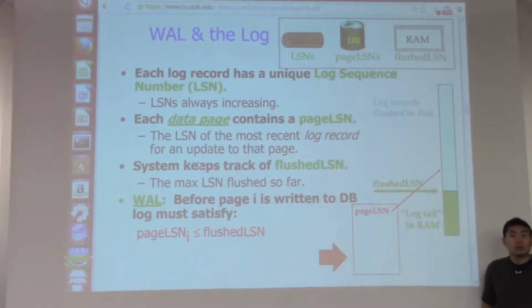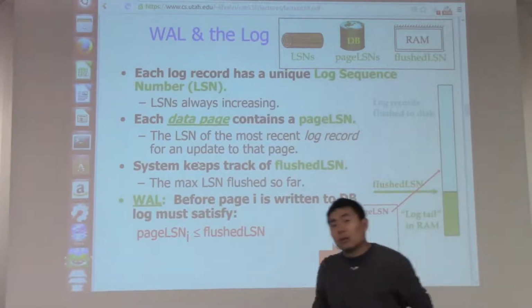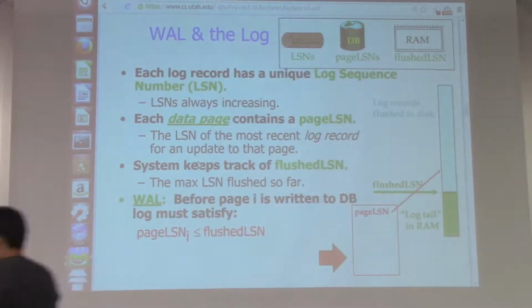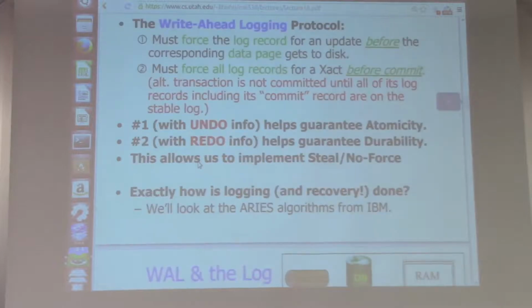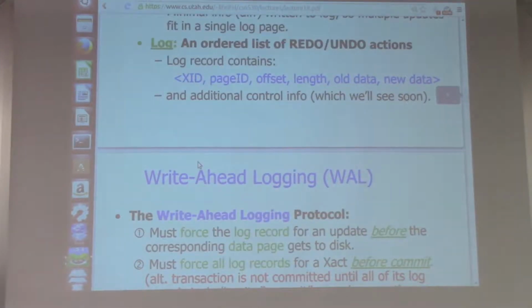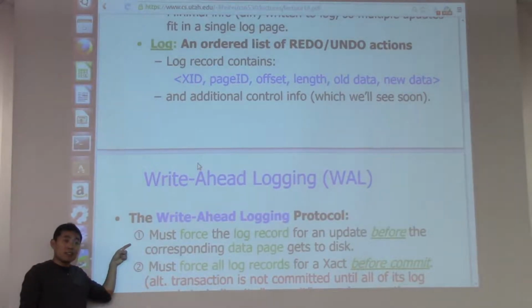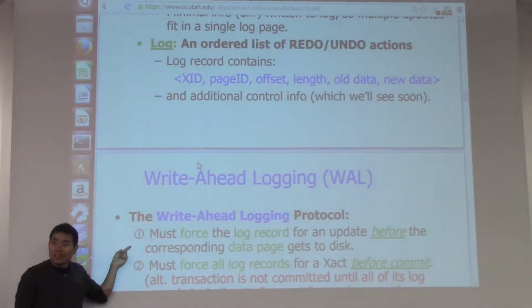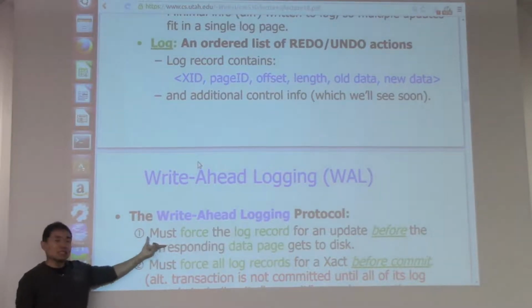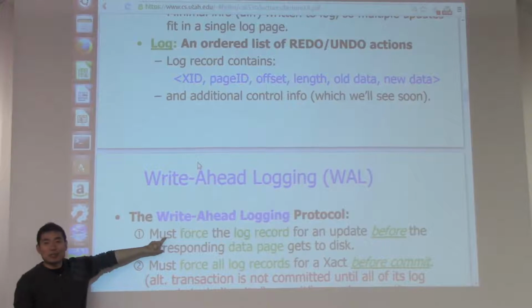So far, so good? Now back to Victor's question. Why do we need pageLSN? Well, the write-ahead logging: how do we translate rule number 1 using this notation now? We are computer scientists, right? We don't write an English statement in our code, right? We don't write this into the code.